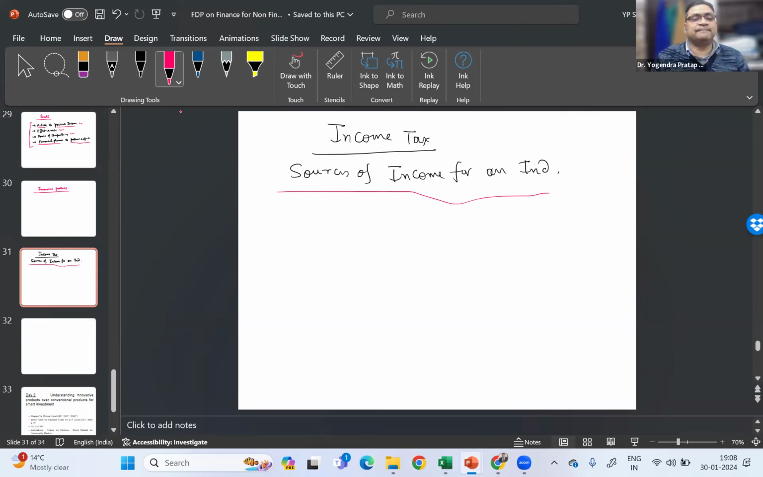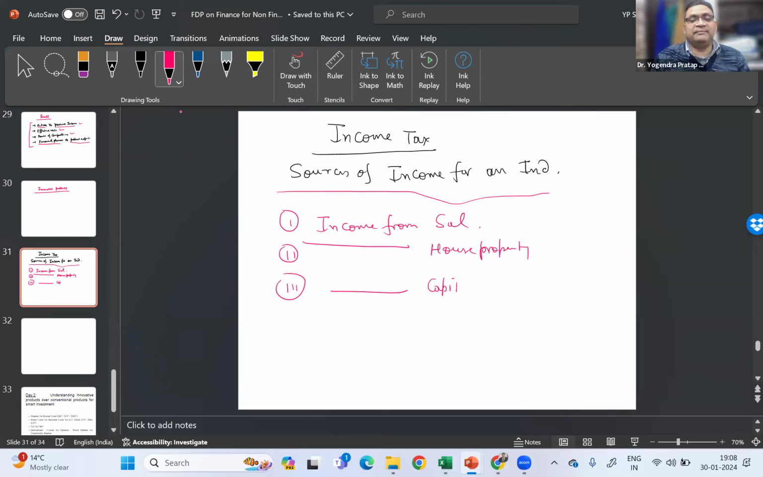The first source is income from salary. Then the second source is income from house property, that is rental income. The third one is income from capital gain. And then the fourth one is income from business and profession. We need not go anywhere, business and profession. And the fifth one is income from other sources.